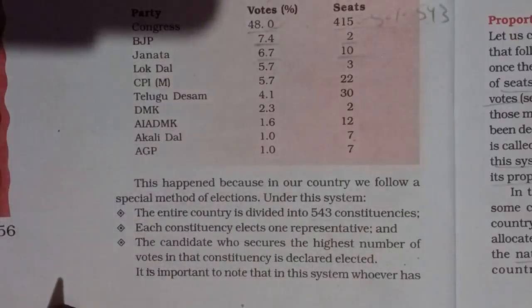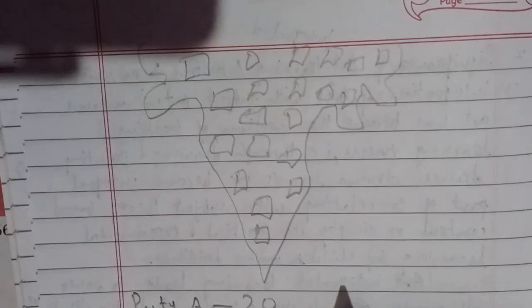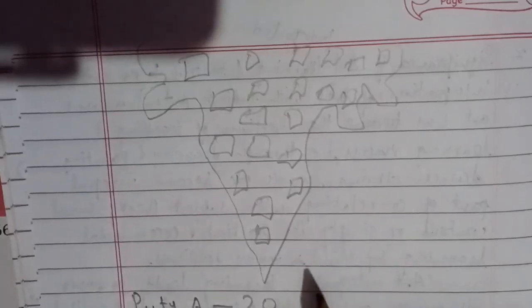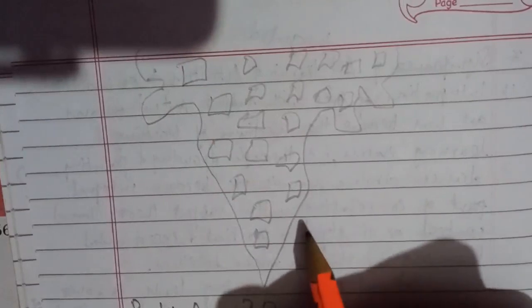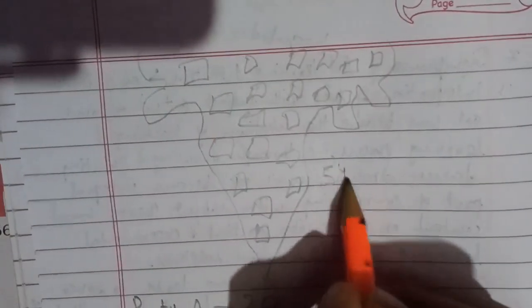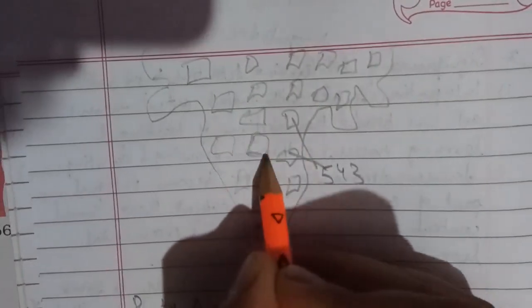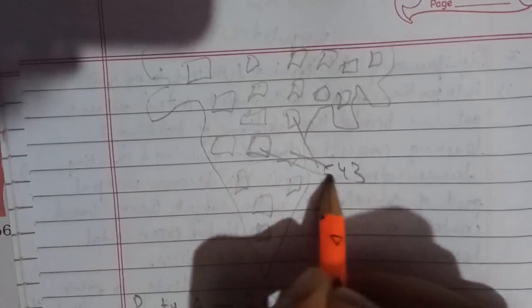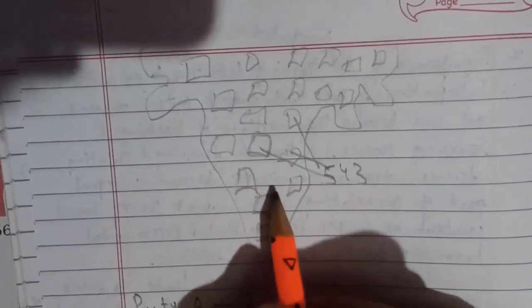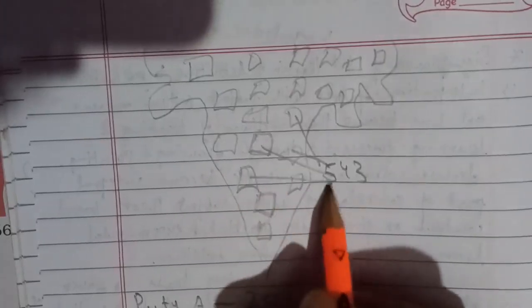It is important to note that in this system, whoever has more votes than all other candidates is declared elected. Now I will show you with the help of an example. This is a rough diagram I have made to explain how our country is divided into 543 constituencies, distributed all over our country, and from each constituency we elect one member, who will become the MP or the MLA. We are talking about Lok Sabha elections, so we will say MP. If we take one member from each constituency, we will have 543 members.